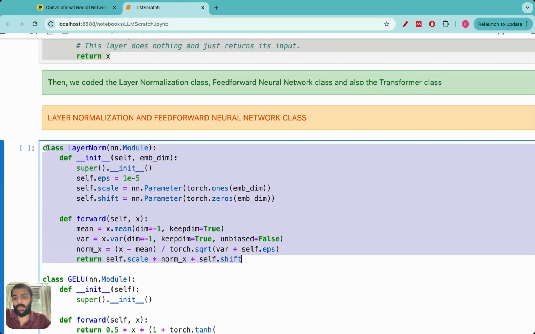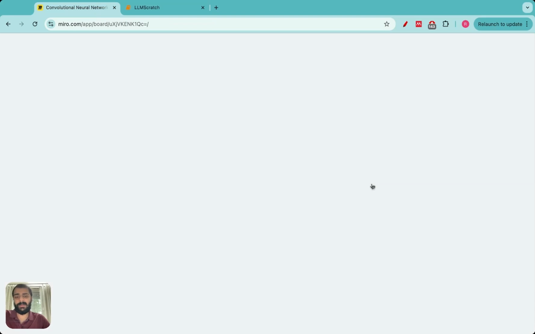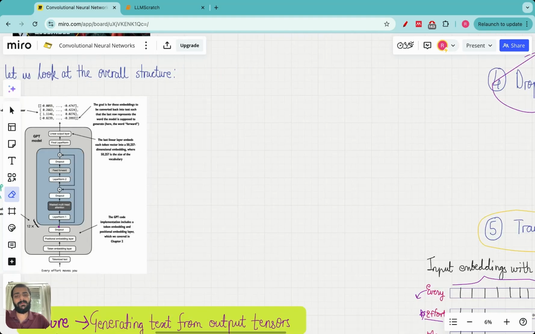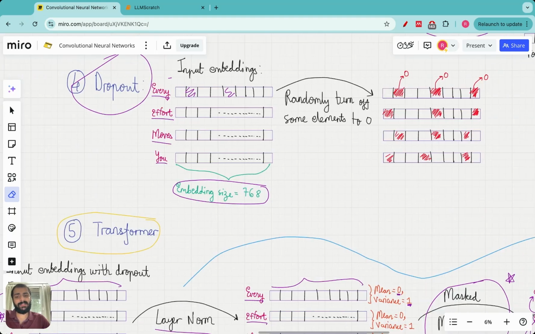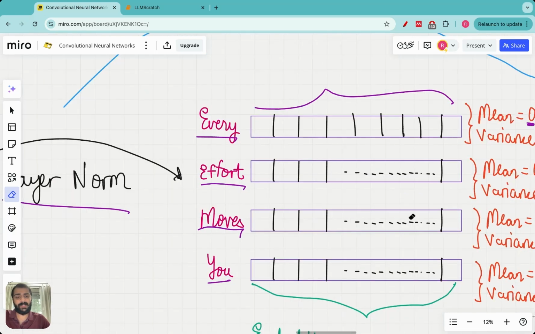So here's the layer normalization class which we had coded. Given a particular layer, whenever you see layer normalization, remember we have seen the visual flow map now, right? So you can try to visualize what happens in the layer normalization layer. We have seen that already. So this is exactly what happens in a layer normalization layer.